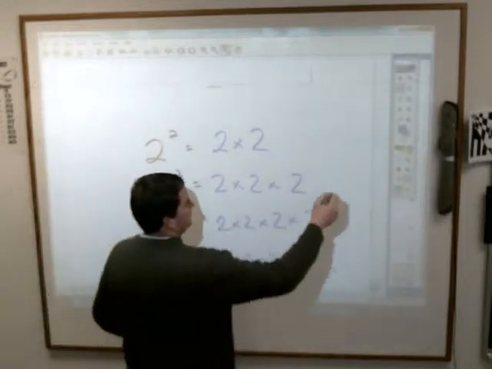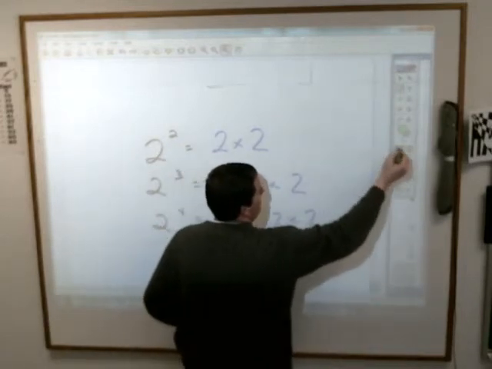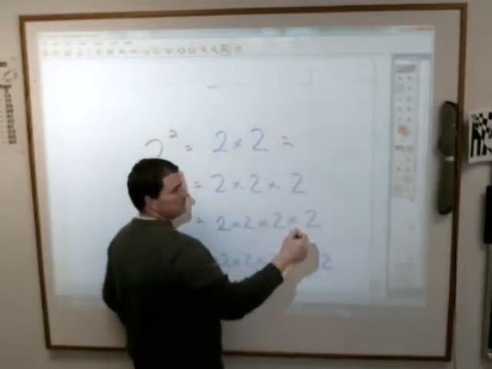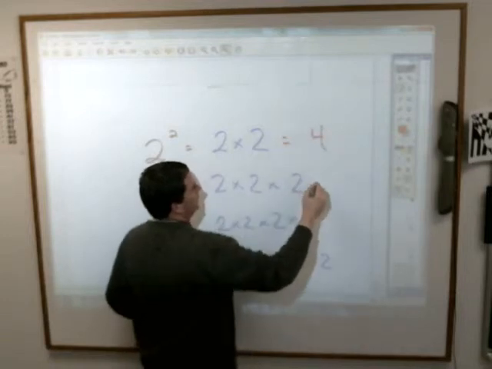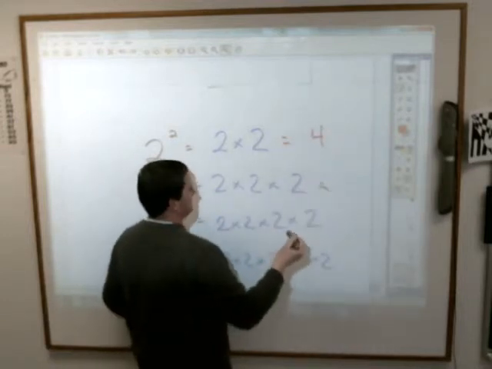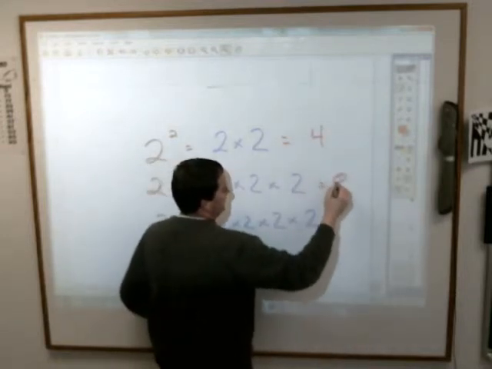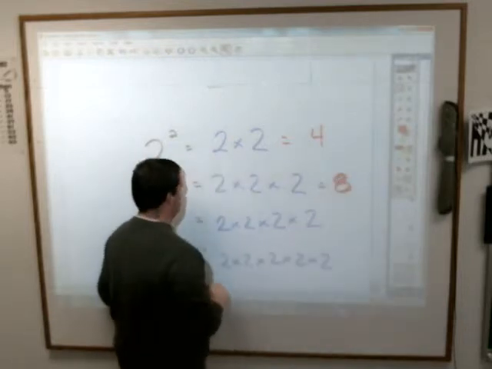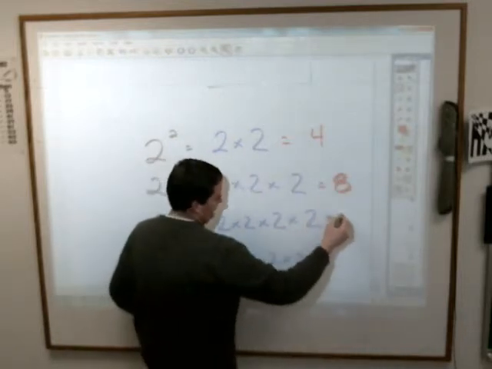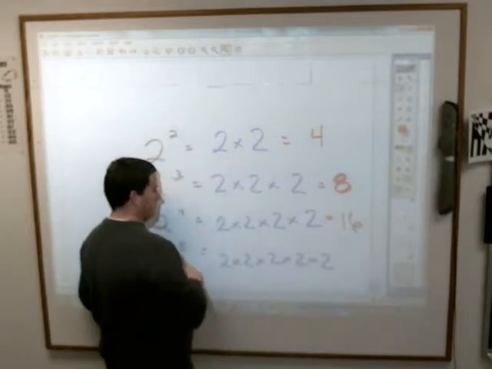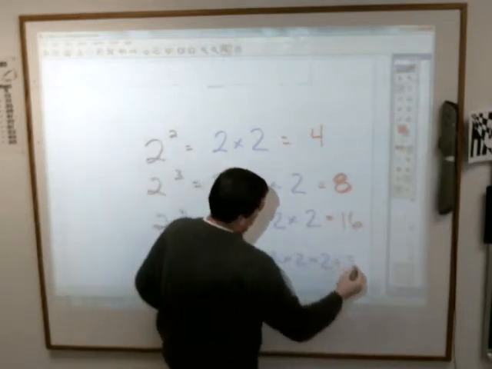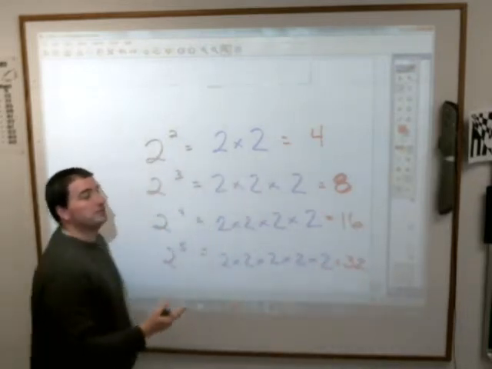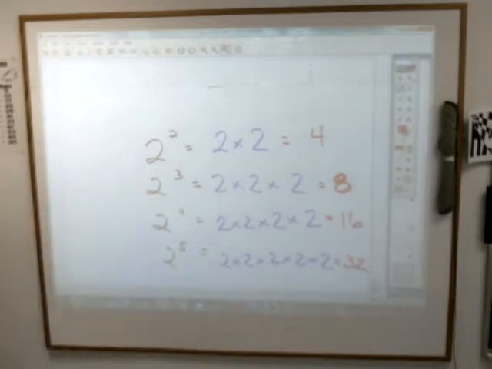Well, let's look at the answers to that. What is 2 to the 2nd power? 4. 2 to the 3rd power? 8. It's not 6, yep, it's 8. You gotta be careful with that. 2 to the 4th power? 16. And 2 to the 5th power? 32. 2 to the 6th power would be 64.